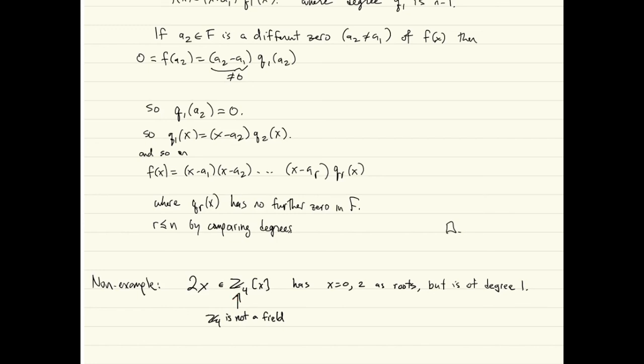Here's an example that illustrates the importance of working over a field. So Z4 is not a field. Again, Z4 is the numbers 0, 1, 2, and 3. And it's not a field because 2 is not an invertible element in it. 2 times 2 is 0. Okay, and consider this polynomial 2x. Then it has 2 roots, namely 0 and 2, because 2 times 0 is 0, and 2 times 2 is 4, which is 0 in mod 4 land. And so it has 2 roots, but it's of degree 1. The exponent on the x is 1. And so this contradicts the previous theorem, but that's only because we're not working over a field. Z4 is not a field.